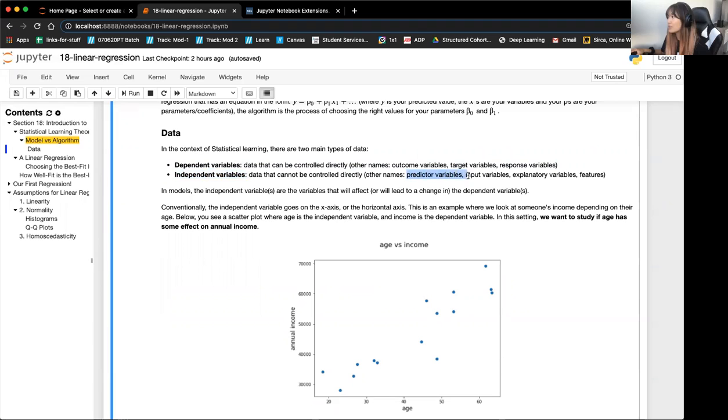So predictor variables, input variables, features is a very common word that I use as well. There's just these two types of variables that we're using here. So just remember, we're using independent to predict dependent.